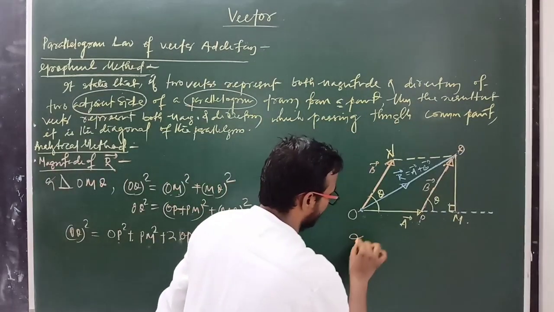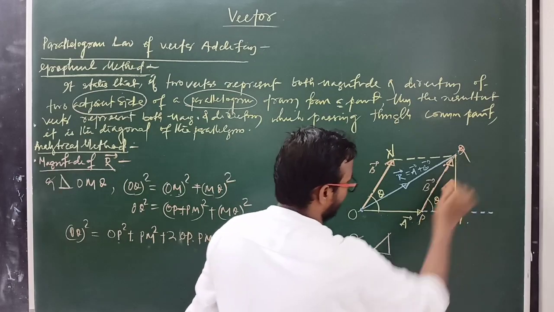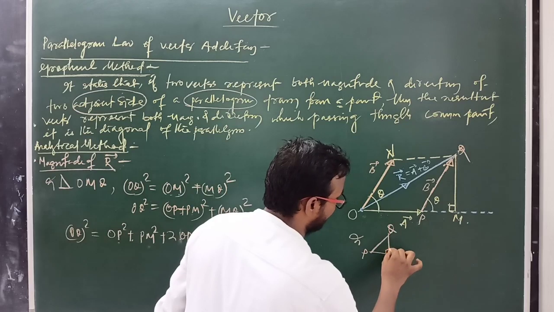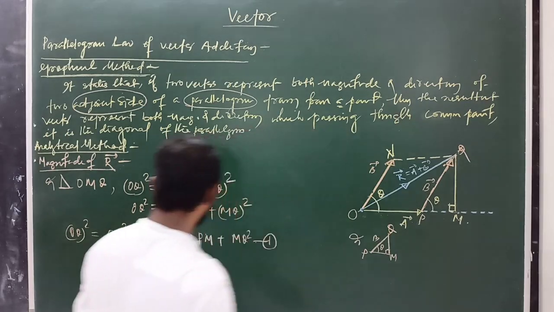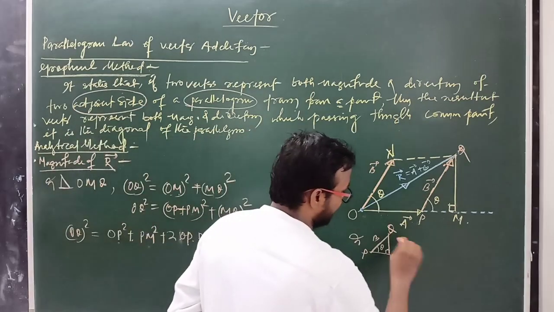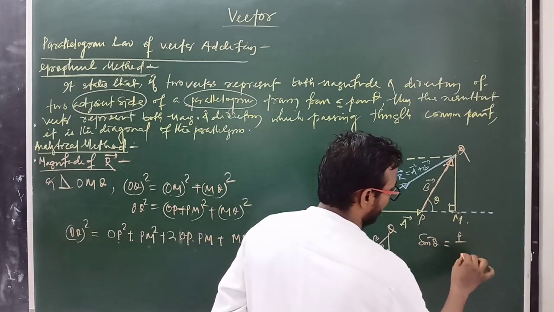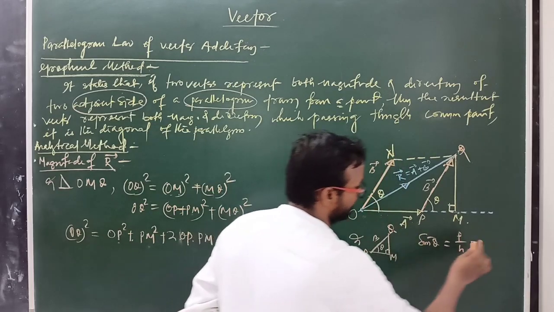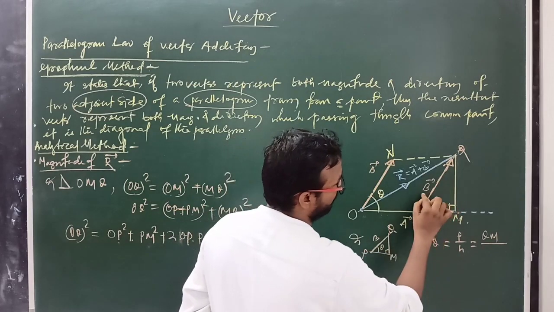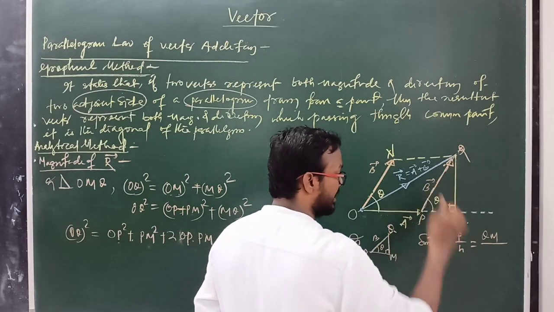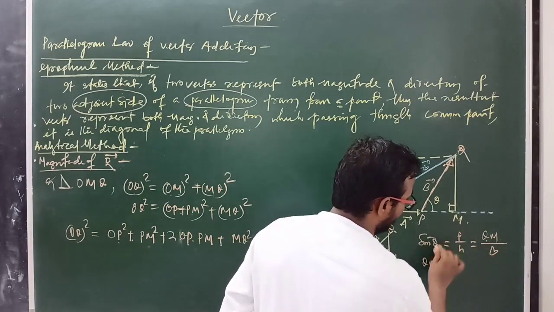Look at this right angle triangle PQM. This angle is 90 degrees and this angle is theta, and this is PM, because we need OP, PM, MQ. In this right angle triangle we can write sin theta equals perpendicular upon hypotenuse. The perpendicular is QM, divided by H. H is the magnitude of the B vector, so we write B. So QM equals B sin theta.